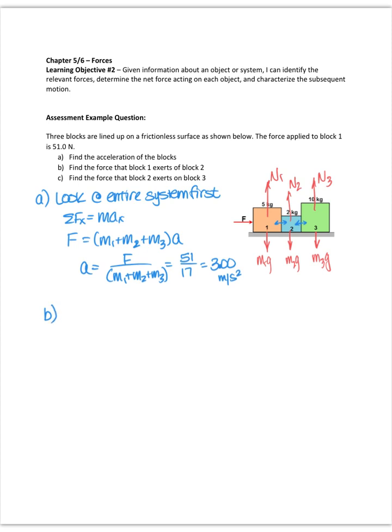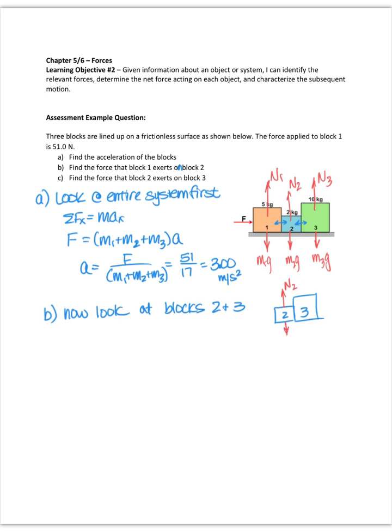So now we're going to look more internally at these blocks. For part B, we want to find the force that block 1 exerts on block 2. Sorry, that's supposed to be an on. So our picture would change because now we just want to look at those two blocks, and the force that's applied to block 1 would not appear in this force diagram because it's on block 1, it's not on 2 or 3.